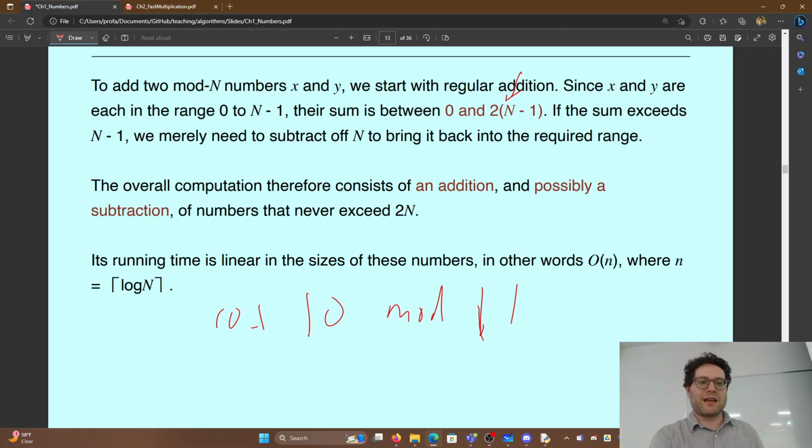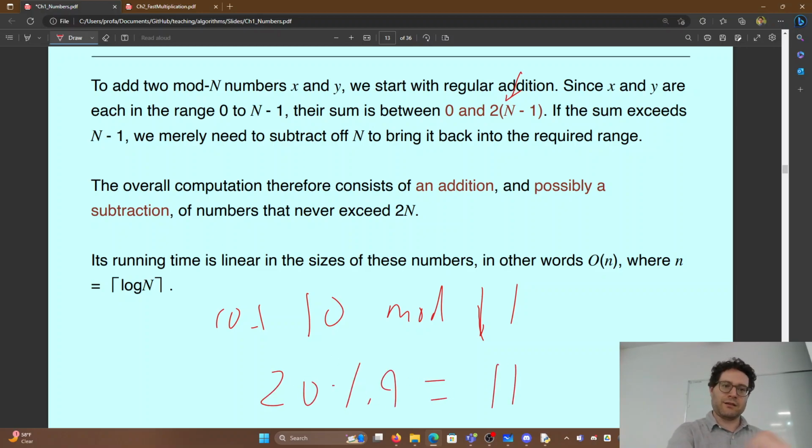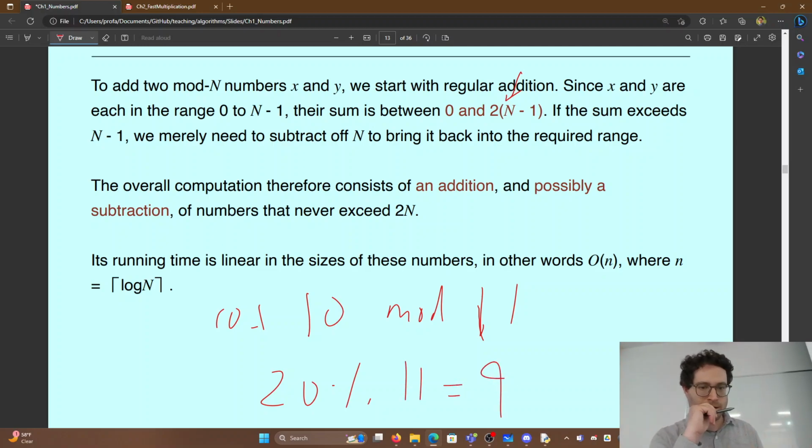Now, if we have something that exceeds that n minus 1, which we did in this case, you simply subtract off n, and you get back in the range. 10 plus 10 minus 11 brings us to 9. You can do that operation in your head as well: what is 20 mod 11? That gives us 9. I just simply wrote it in reverse earlier.